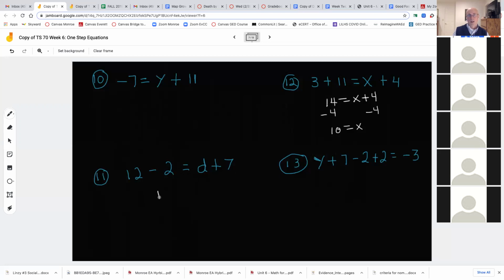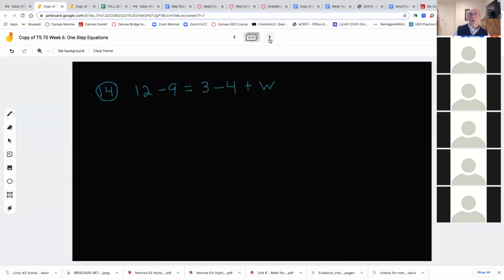12 minus 2 is 10 equals d plus 7. Notice I'm just writing out all the steps. I'm subtracting 7 from this side. This is, whoa, what did I do? This is a 10 here. I'm going to subtract 7 from this side. I'm going to get 3 equals d, or d equals 3. Same thing, okay? All right, we're going to move on to the next principle here, I think, real soon.